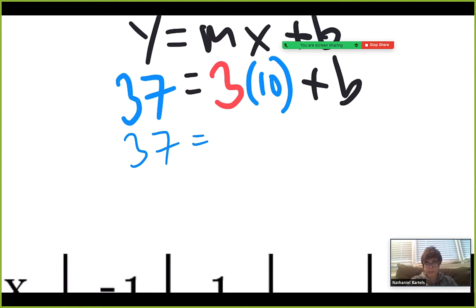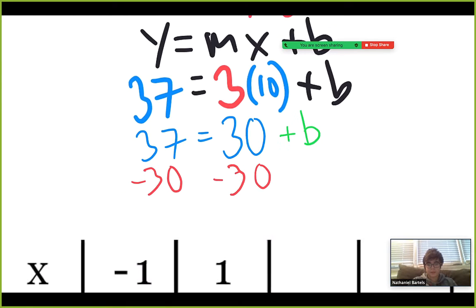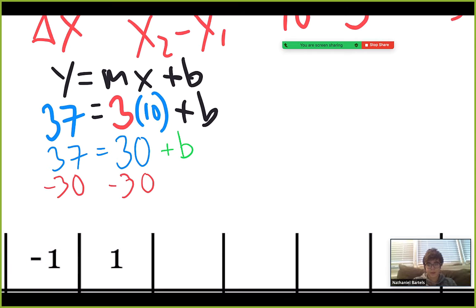3 times 10 gives us 30. That sure does give us 30 plus b. And if we're isolating b, we want to get rid of 30. How are we going to do that? Minus 30. We're going to subtract 30 from both sides. Beautiful. And so ultimately b equals what then? 7. B sure does equal 7.